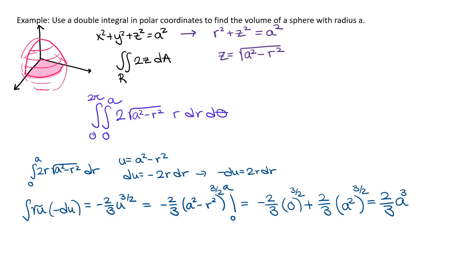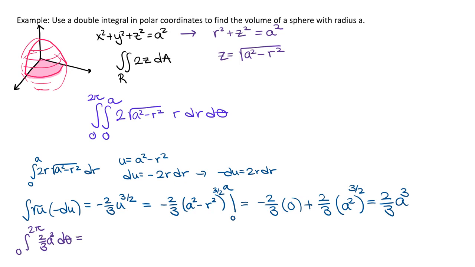So if I plug in the a for r, a squared minus a squared is just 0. And then if I plug in 0 for r, I get 2/3 a squared to the 3/2. And so this simplifies down to 2/3, a squared to the 3/2 is going to be an a to the 3rd. So I got 2/3 a to the 3rd.